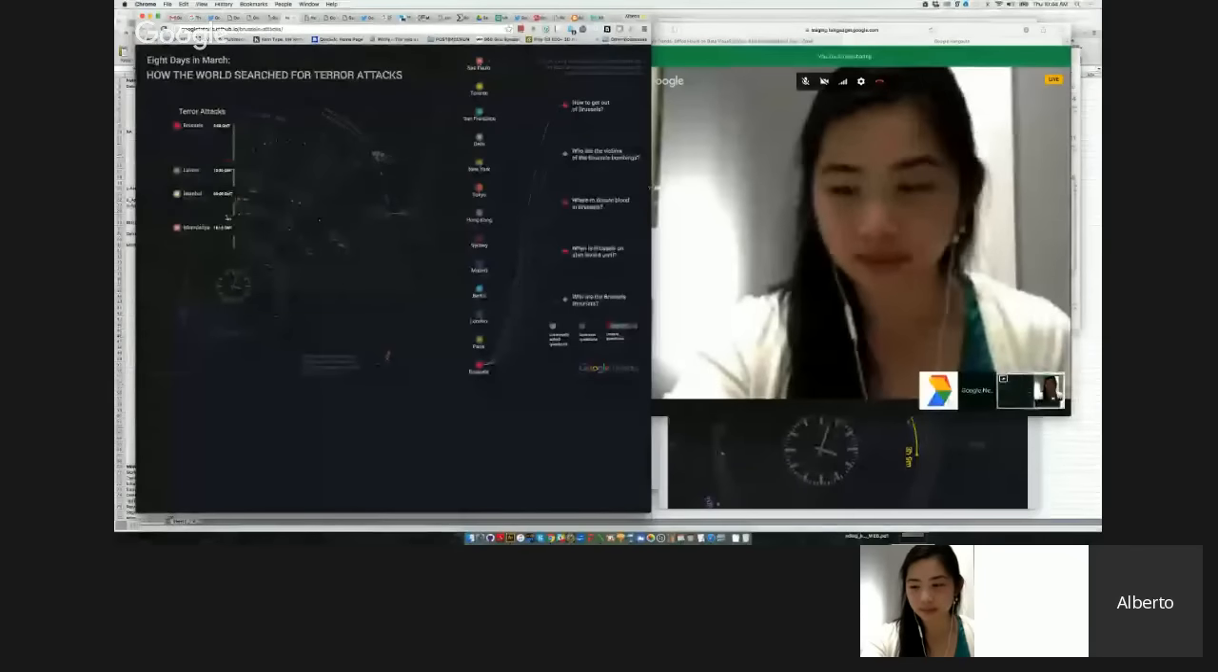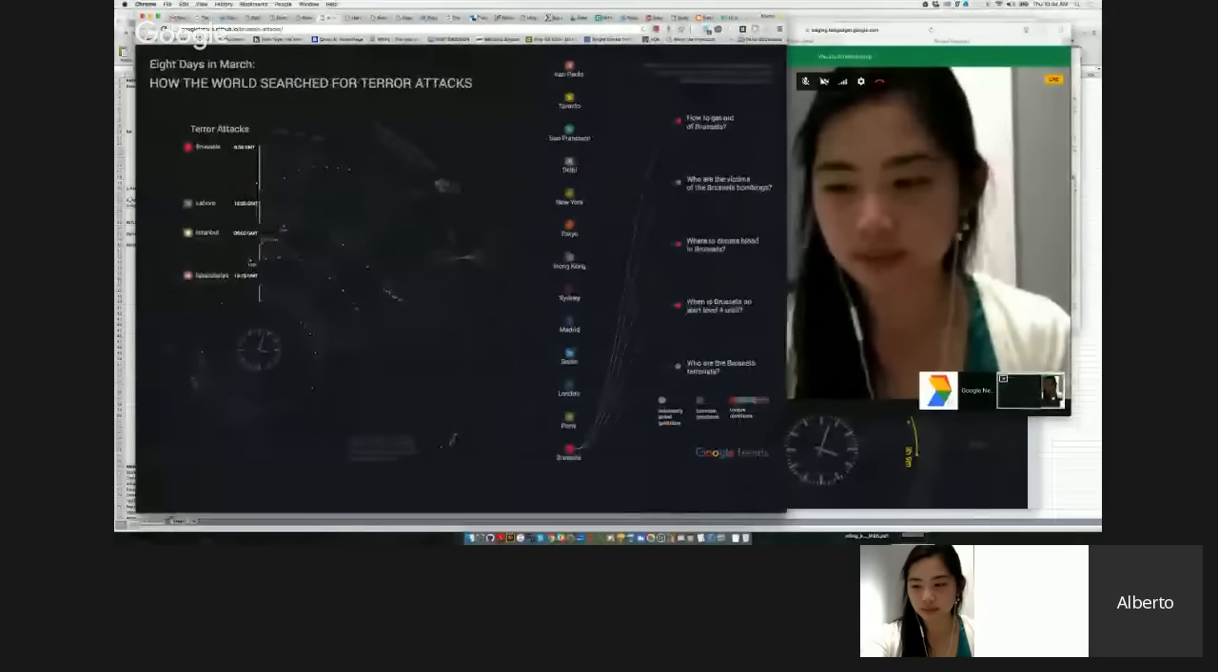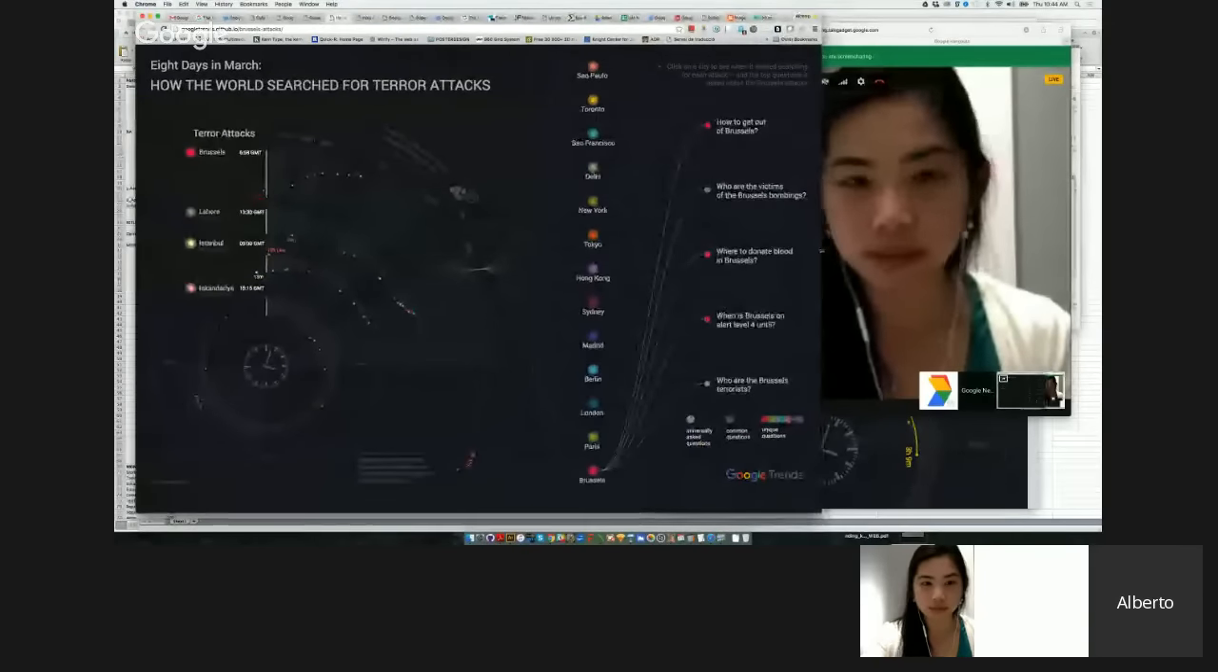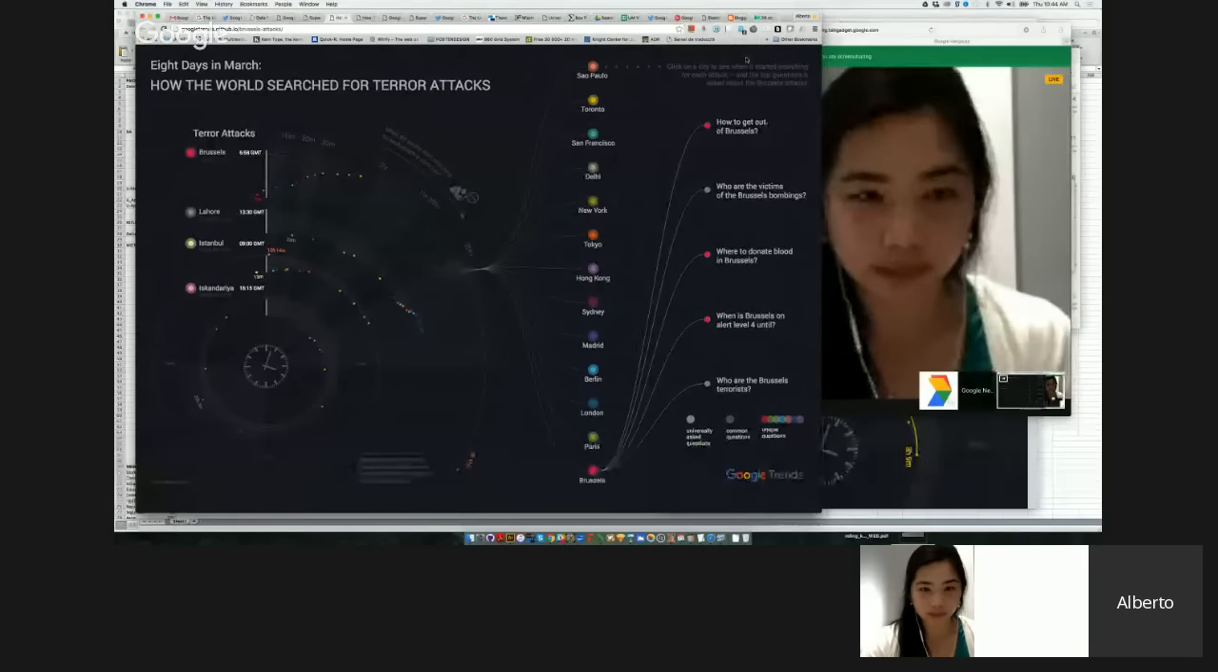So one of the graphics that we were commenting about before the conversation began, let me just share my screen here. All right, so there was this graphic about how the world searched for terror attacks, and this was done by Anne Vital, and I will recommend that you visit her website. Her name is down here. You can just Google her and find her website. She has produced some wonderful posters and infographics throughout the years. Her work is really, really good.